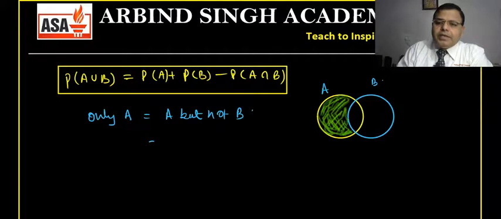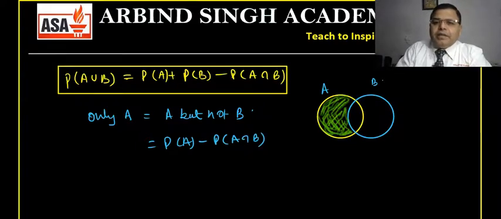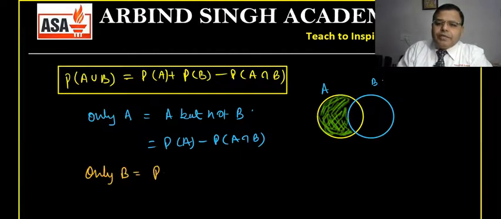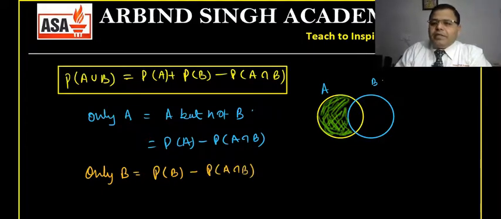In that case, you need to calculate probability of A minus probability of A intersection B. Similarly, if somewhere only B is written, it means probability of B minus probability of A intersection B. Only B is this one. And this middle one is A intersection B. So this area is described as A intersection B, that is the probability of A intersection B, right?